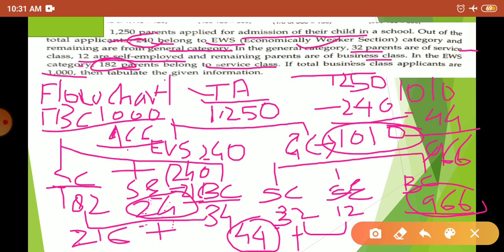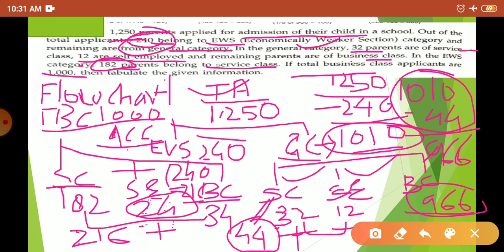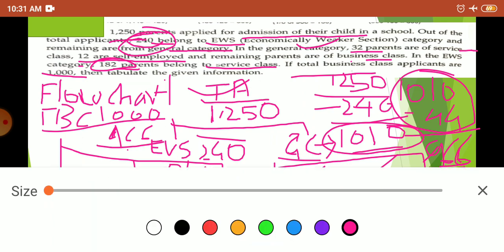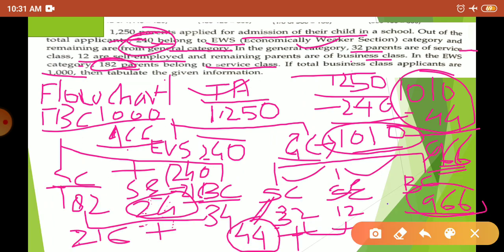Total number is given as 1250. What is the number of EWS? It is 240, so I had written 240. Now I can calculate the general category number. We subtract 240 from 1250, so this will be 1010. Now data is given regarding general category: 32 from service class, self-employed 12, business class not given. So we add 32 plus 12 and get 44, and we subtract this 44 from 1010. So we get 966, and this is the number of business class.